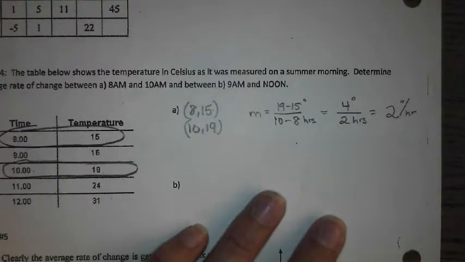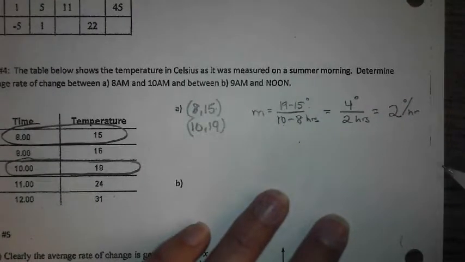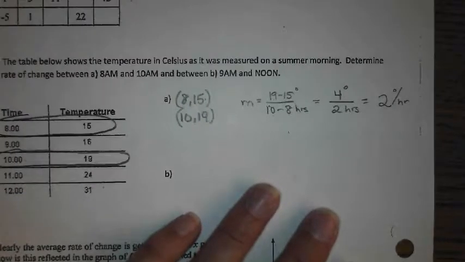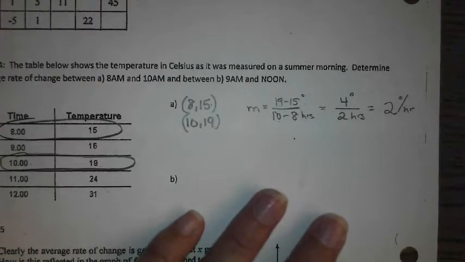2 degrees per hour. Did we all know that that per symbol really is division? Okay, that's where it comes from. I know people don't think of that when they see like miles per hour, but that is division. And it comes because we literally divide the units as well. Okie doke.